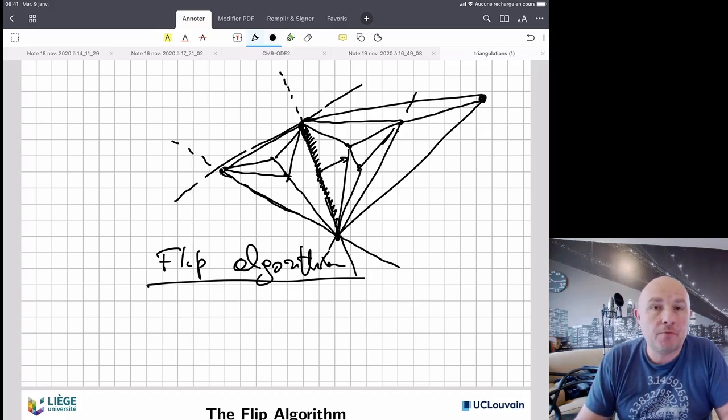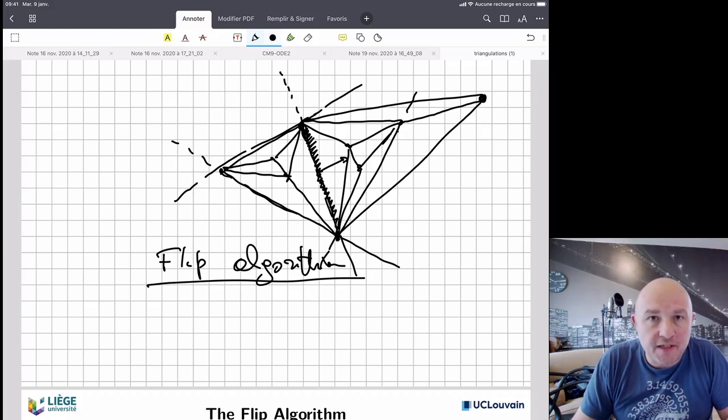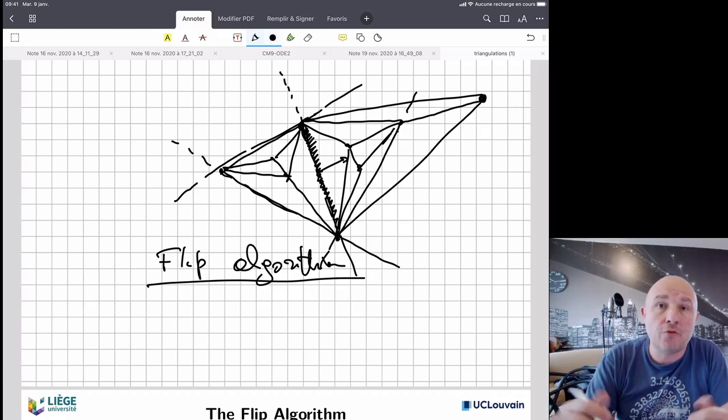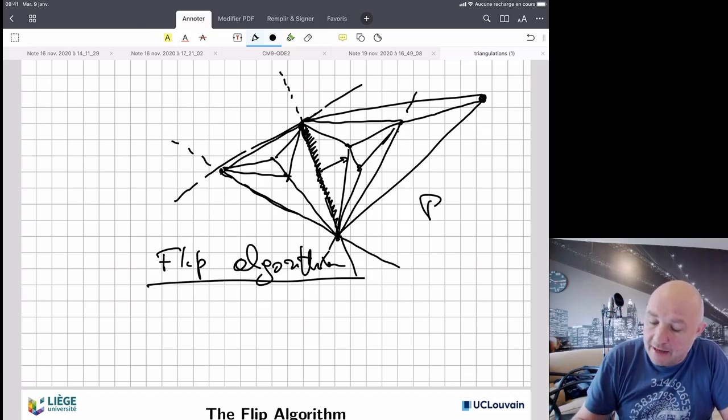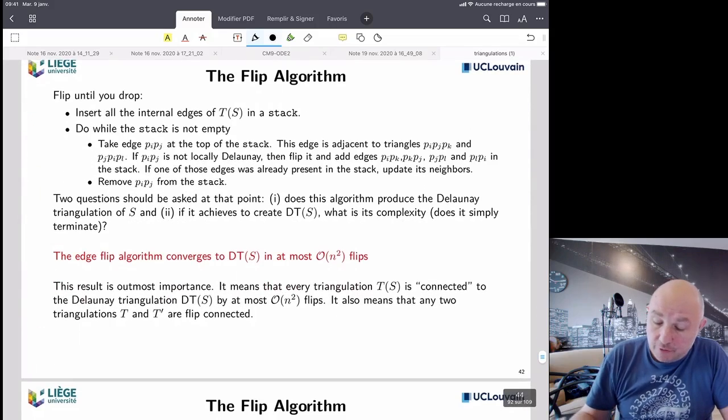So a flip is, let's say, one operation. If you have a set of edges, you just loop over all the edges, and you look at whether you have to flip them. In the worst case scenario, you would have to flip n square edges to get to the Delaunay triangulation. So it's a bad algorithm. So this is the flip algorithm. As I tell you, it converges in at most n square flips.